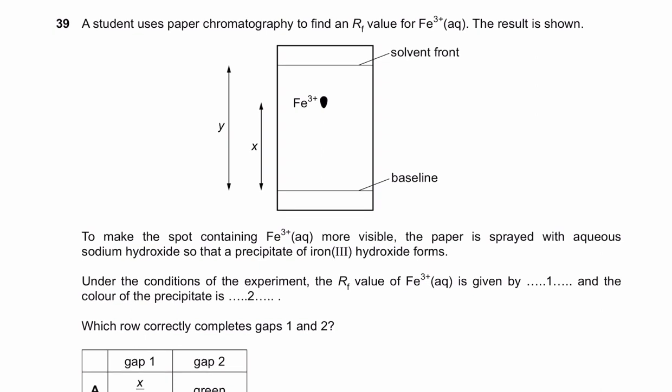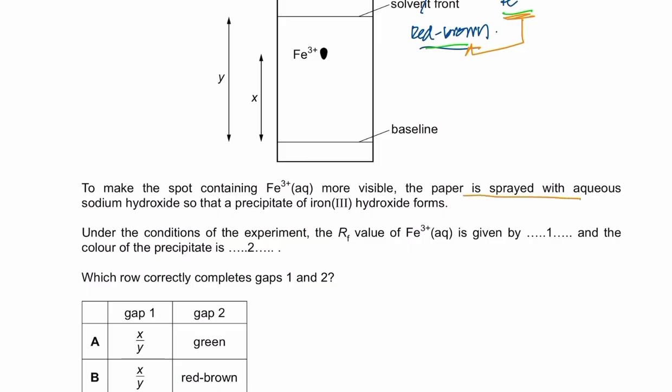39 says a student uses paper chromatography to find the RF value of Fe3+. Now obviously Fe3+ would give you a red brown observation, right? It gives you a red brown solid when it reacts with the hydroxide, gives you iron hydroxide. Fe3+ gives you a red brown observation, and Fe2+ gives you a green precipitate. This gives you a red brown PPT, this gives you a green PPT, right? And I gave the example of an apple. Apples have iron 2+. If you let it rot on the side of a side table, it becomes brown with time because the iron 2+ gets converted into iron 3+. So to make this spot visible, he sprays it with sodium hydroxide, so iron hydroxide is formed, which is a red brown PPT.